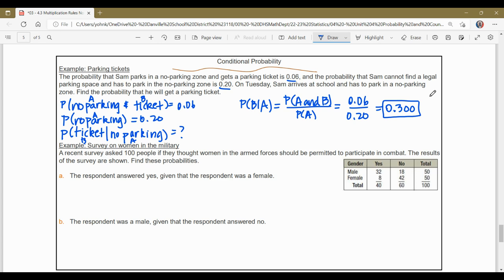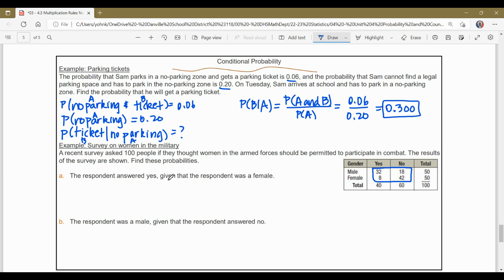Okay, survey on women in the military. A recent survey asked 100 people if they thought women in the armed forces should be permitted to participate in combat. The results of the survey are shown. Find these probabilities. So, part A, the respondent answered yes, given that the respondent was a female. So, when you have a problem like this, your table looks like this. They did the totals for you on the outside.